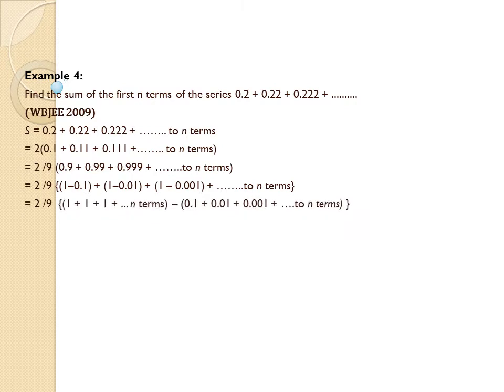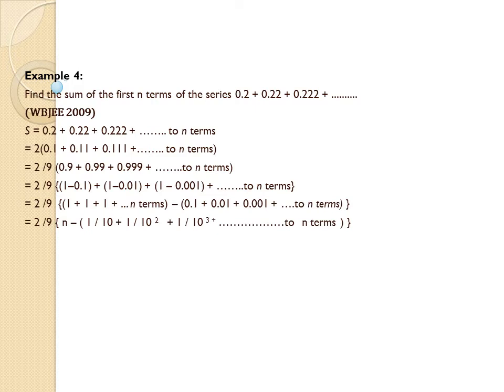Now I can see 2 by 9 is the common factor. Now 1 plus 1, every 1 if I take, that will go up to n terms. And minus, if I take, then 0.1, 0.01, 0.001, that will also last to n terms. So just this summation minus that summation. Okay, first portion minus second portion. Next one. So 2 by 9, then 1 plus 1 plus 1 till n terms, how much? It is coming as n.